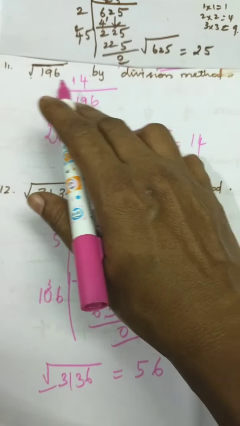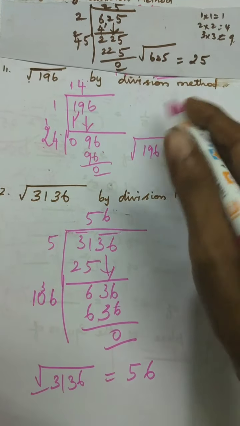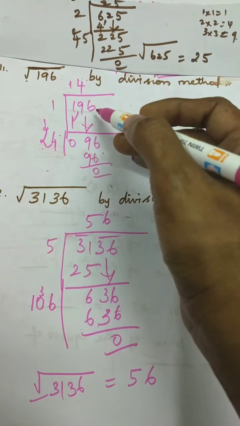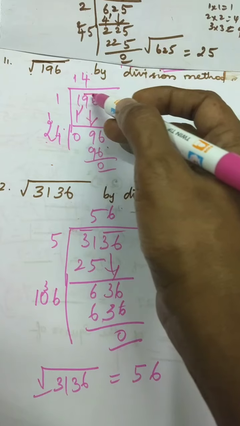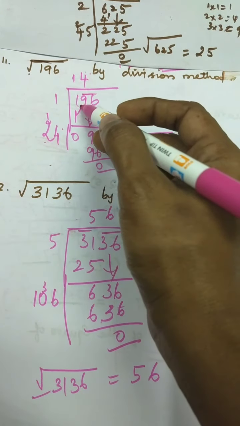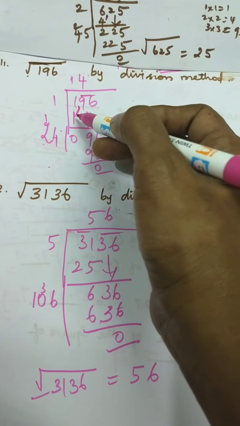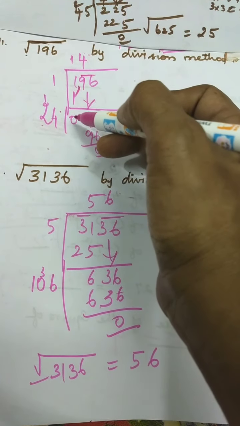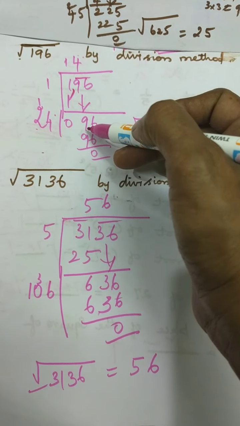Square root of 196 by the division method, that is the long division method. You have to split 196 into pairs by drawing a bar, otherwise by commas. Then 1 one is 1. Then 0. You have to bring down 96.